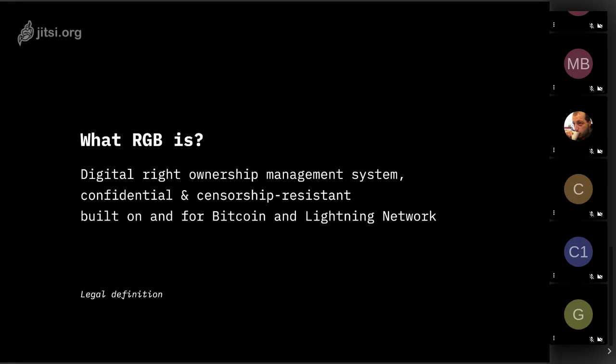So if you even think about such things as assets, tokenization, there is always an owner of these assets. And RGB, instead of managing tokens or assets, manages the ownership of these assets and tokens, first of all. And as I said, it is confidential and censorship resistant, and it is built on top of Bitcoin and Lightning Network. So RGB, in a more strict sense, is a management system for rights ownership.